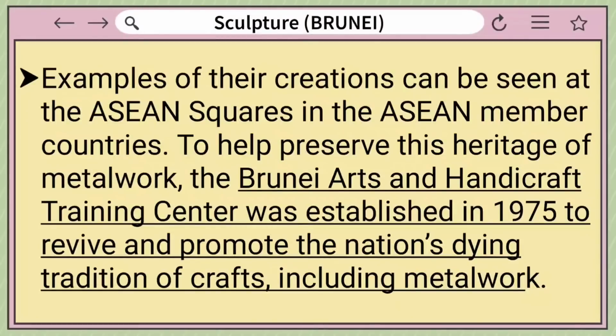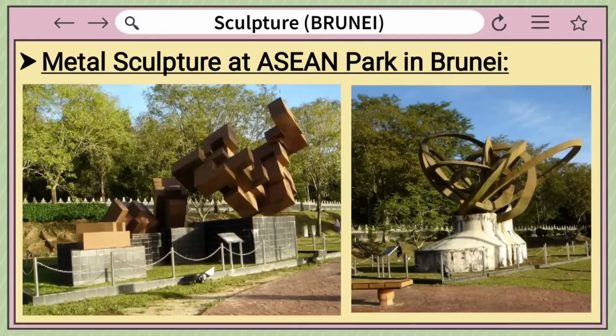To help preserve this heritage of metalwork, the Brunei Arts and Handicraft Training Center was established in 1975 to revive and promote the nation's dying tradition of crafts including metalwork. In this picture is the example of a metal sculpture at the ASEAN Park in Brunei.